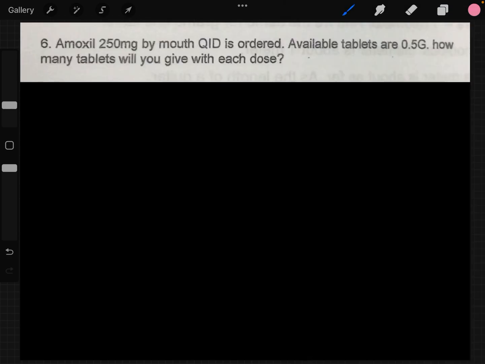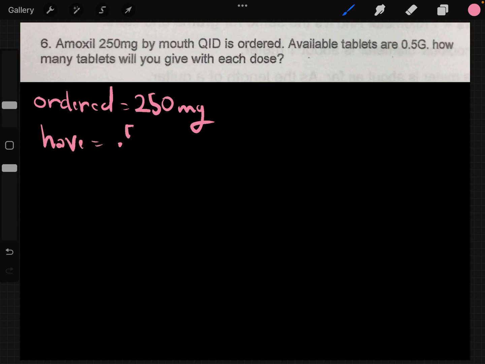Okay. Amoxil, 250 milligrams by mouth, QID is ordered. Available tablets are 0.5 grams. How many tablets will you give each dose? So what is ordered is equal to 250 milligrams. What we have is 0.5 grams. So we already know we are going to have to switch these around so they're in the same units.